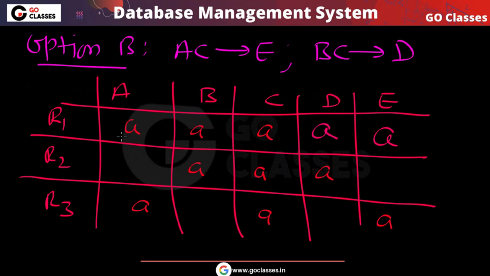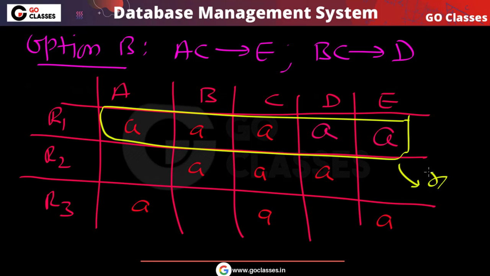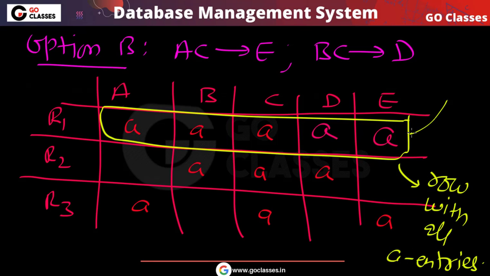And now we can stop because we got a row with all the A values. This is a row with all A entries. So this is where we can stop. And because of this row I can say that this is lossless.